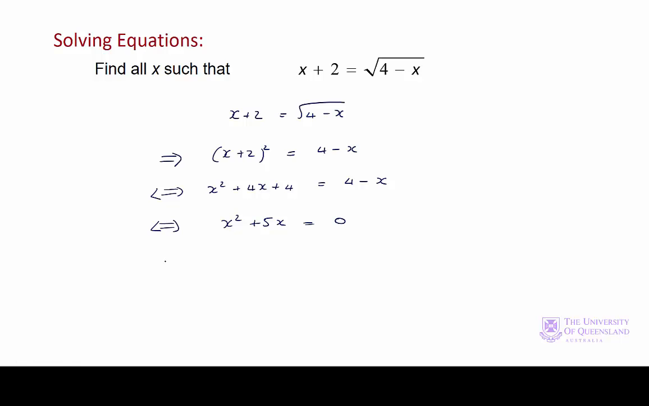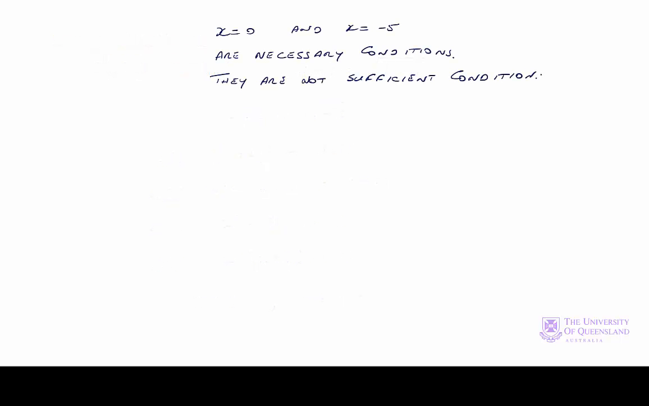And then we can factorize. So our possible solutions are x equals 0 and x equals minus 5. So x equals 0 and x equals minus 5 are necessary conditions, but they're not sufficient conditions.